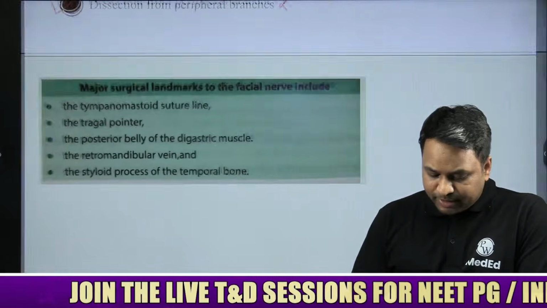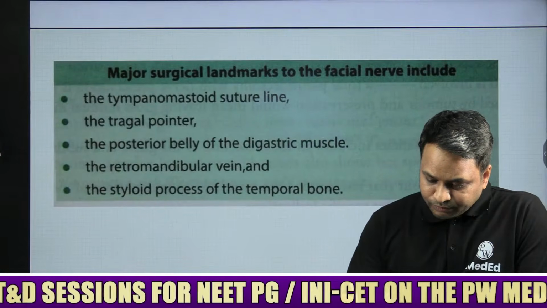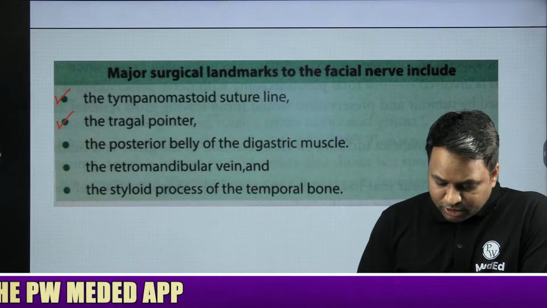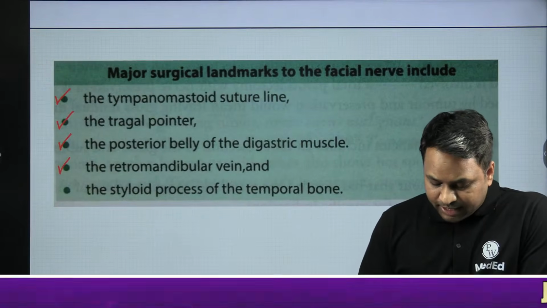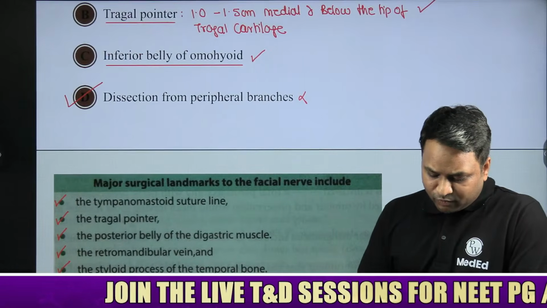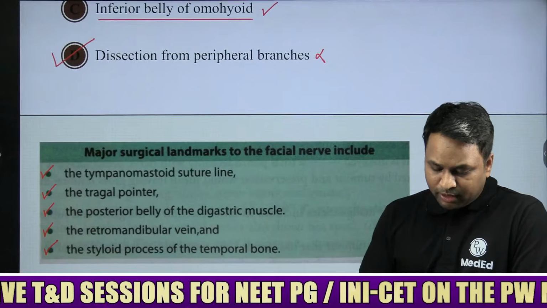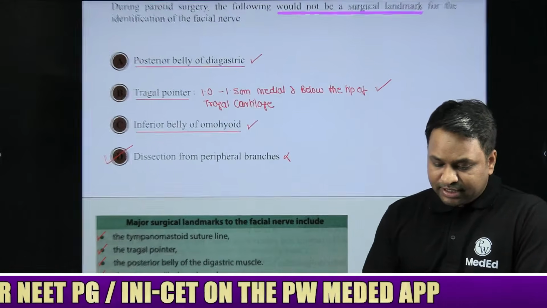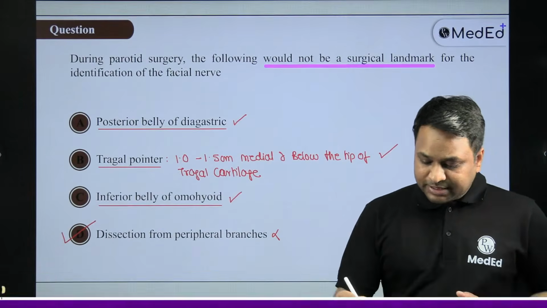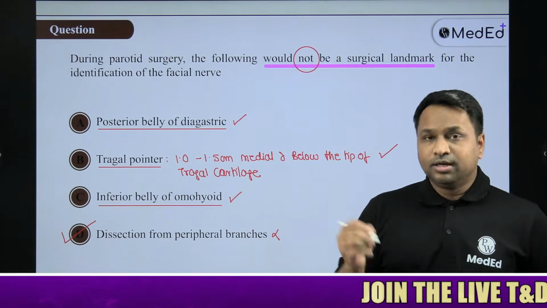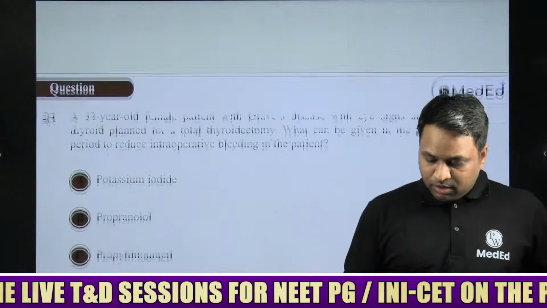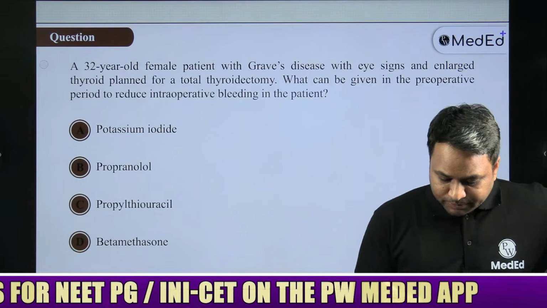So what are the other surgical landmarks to be remembered? Number one, if you follow the tympanomastoid suture line, the tragal pointer we have discussed, the posterior belly of the digastric, the retromandibular vein, and the styloid process of your temporal bone. One more that we have already covered, the inferior belly of the omohyoid as well, right? So these are the surgical landmarks which are going to tell you about the trunk of the facial nerve. We're asking which is not. All the other three are. The one which is not is going to be dissection from the peripheral branches. So, going on to the next question.